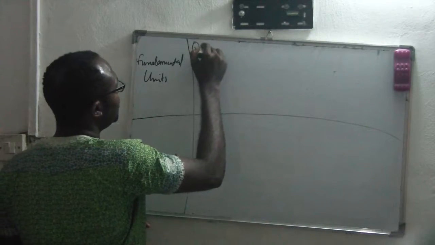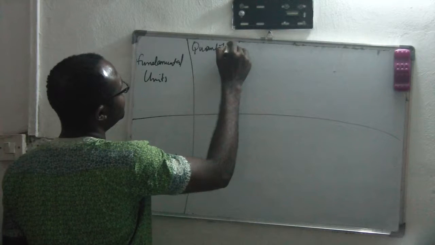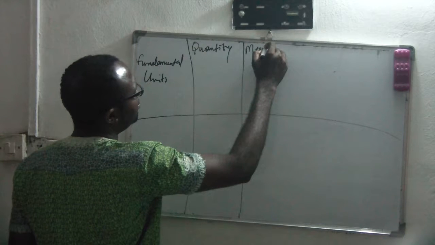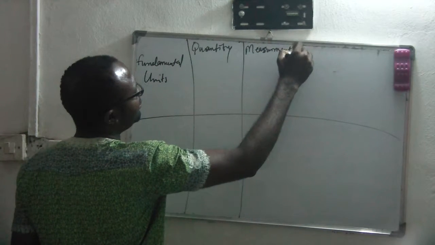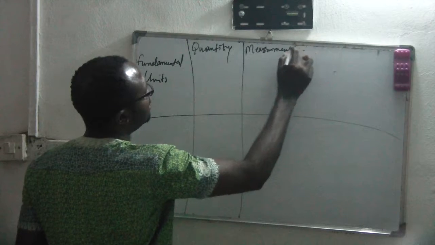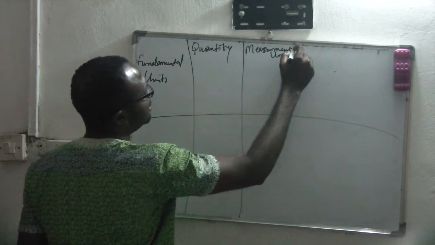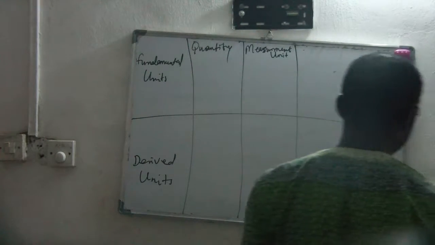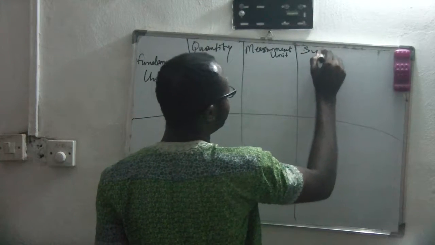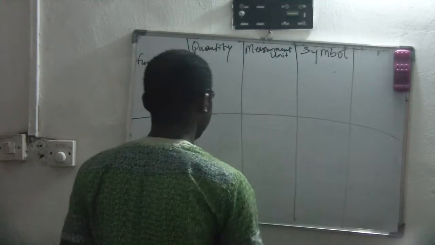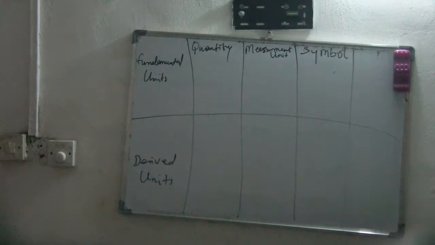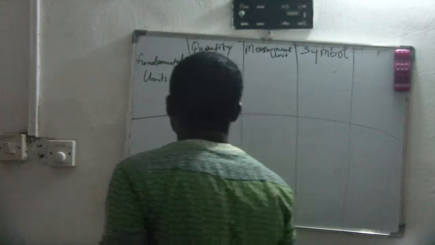So here we have the quantity to be measured. Then here we have the measurement units, that's the units that it is measured in. And here we have the symbol.